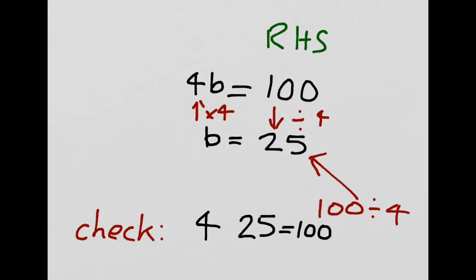And to check that, we put 25 instead of b back into the equation, and we get 4 times 25, because 4b means 4 times b, and 4 times 25 is 100, so that makes us happy.